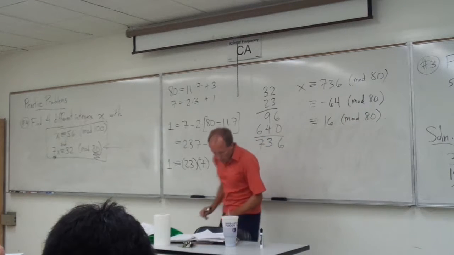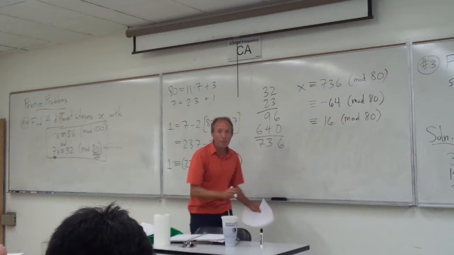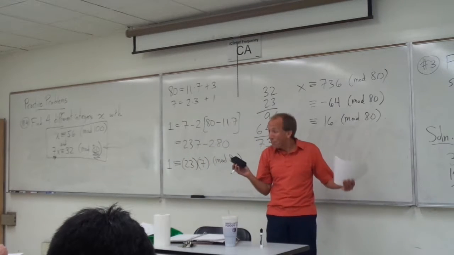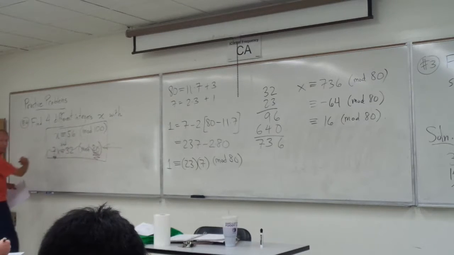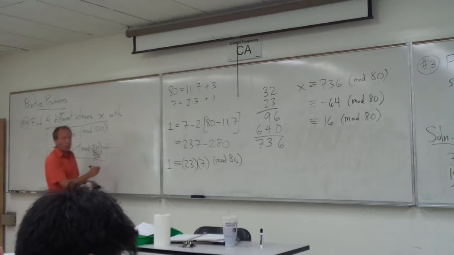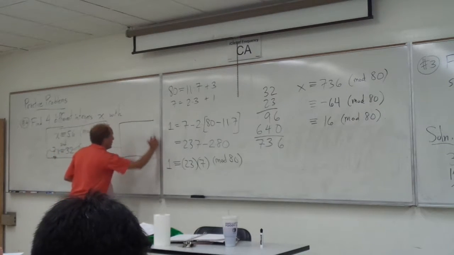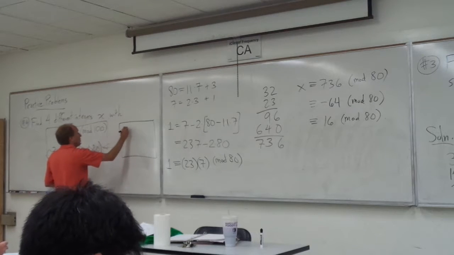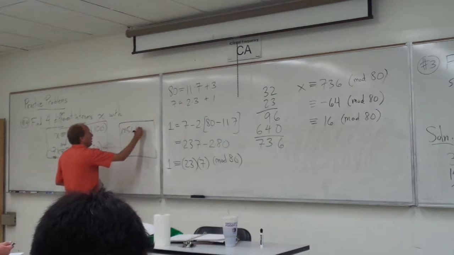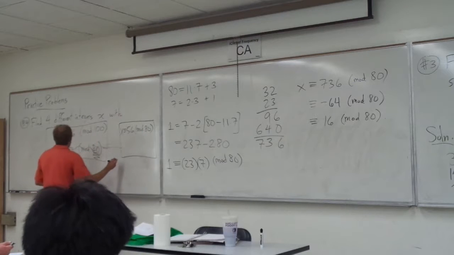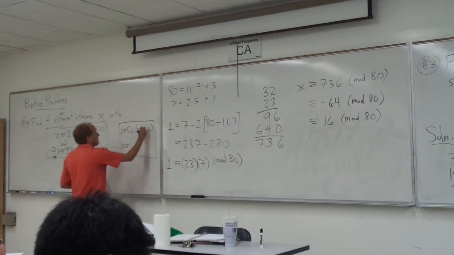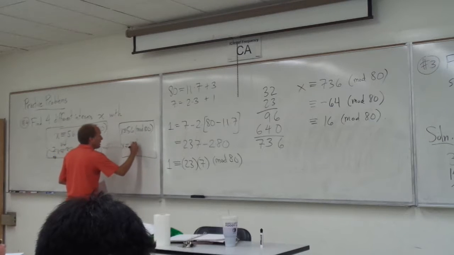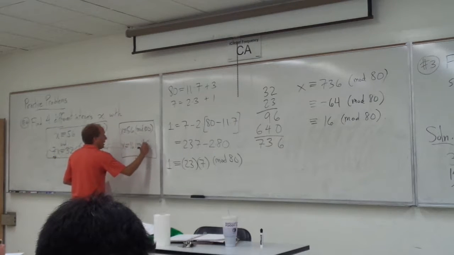Okay, so now let me just make sure I did that correctly. I did. Good. Okay, so now we have a new system. We're basically going to replace this second equation with a new equation. So we have a new system when we write it here. Sorry, x congruent to 56 mod 100 and x congruent to 16 mod 80.